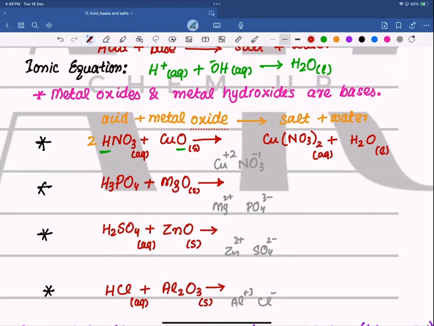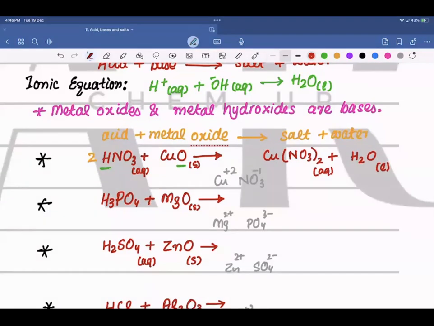Sir, I have a question. Yes, Kanika? Sir, copper is a transition metal, right? Yeah. So, sir, how do we know that its charge is +2? In most cases, when copper undergoes a reaction, it always forms an ion with +2. And if it is forming an ion with any other charge, then the examiner will for sure mention that charge. Okay, sir.